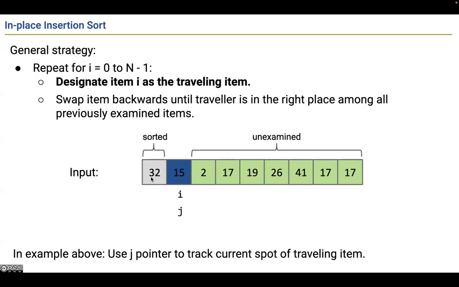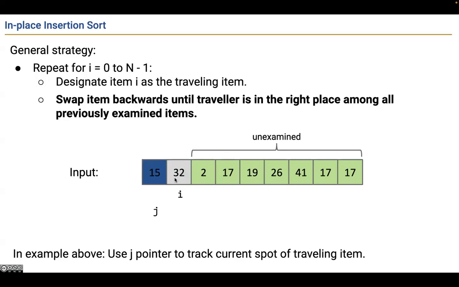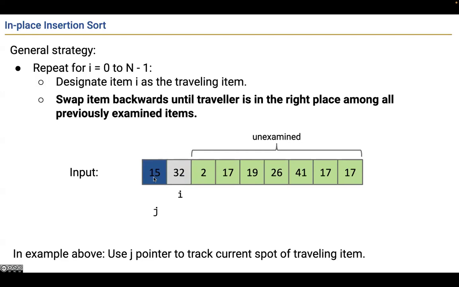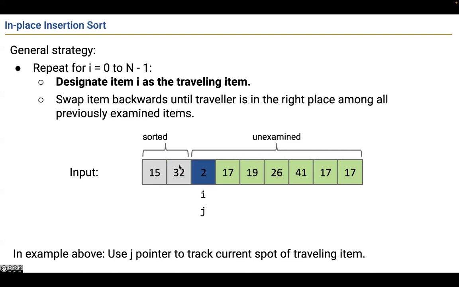So 32, 15 should not be to the right of 32. So they will swap places. And you can view it as the 15 traveling toward the left. And now the 15 looks toward the left and says, there's nowhere else for me to go. I must be in the right place. Good. Now we look at the 2.